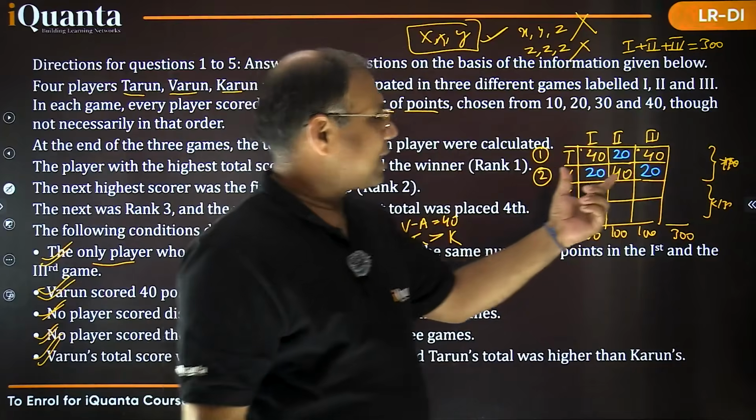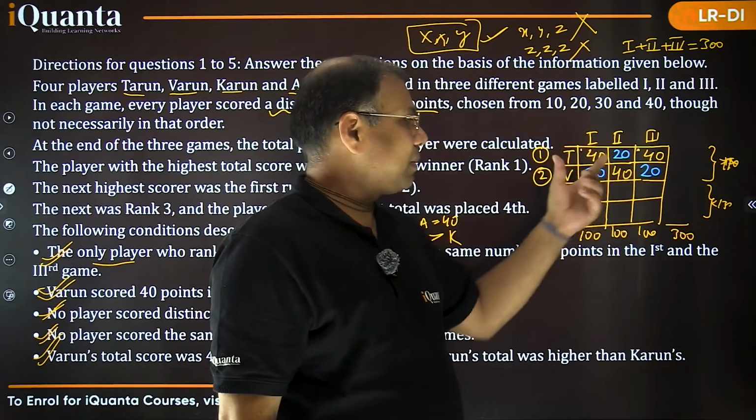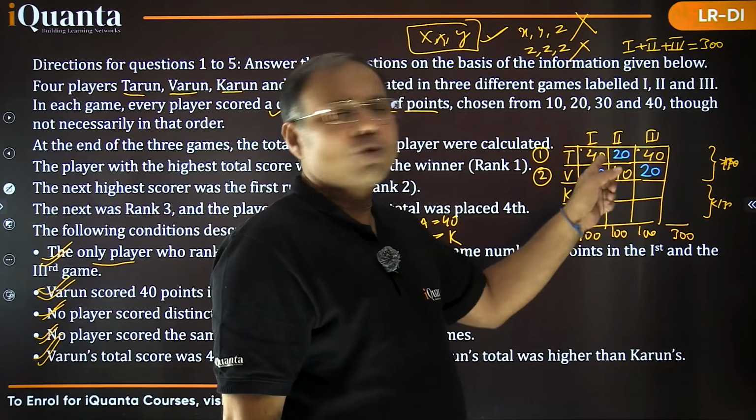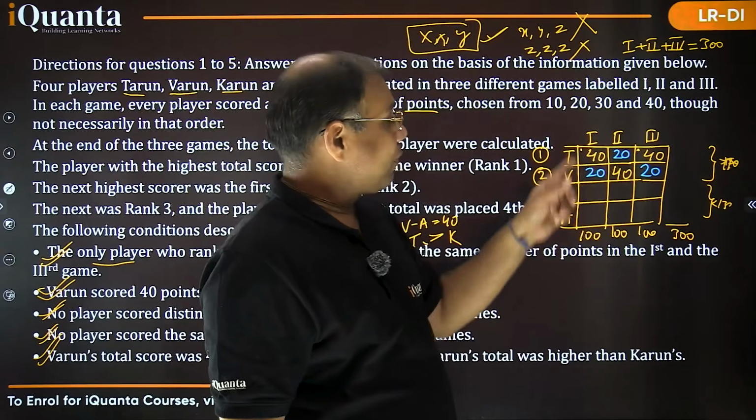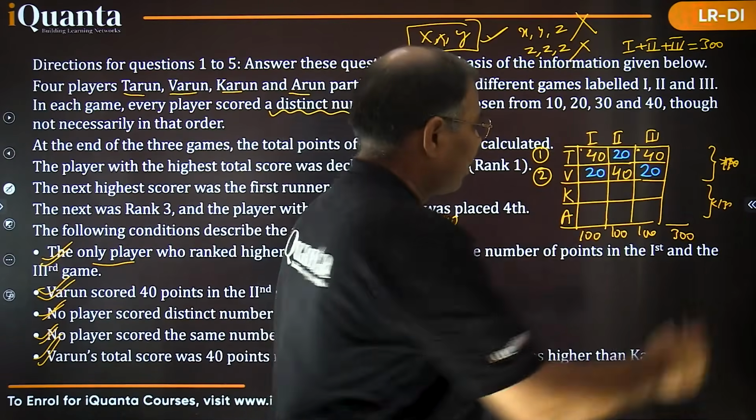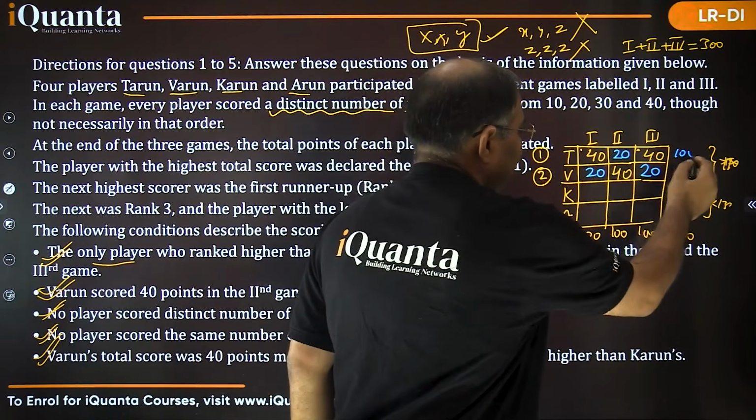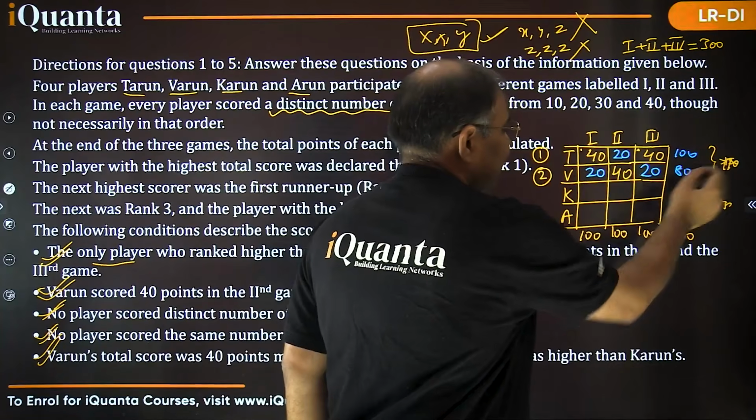So this is the case we are checking. If it is 20, which is possible, so in that case, this could not be 10. This could be 20. Let's check. If it is 20, then it comes out to be 100, and this comes out to be 80, which satisfies this condition.